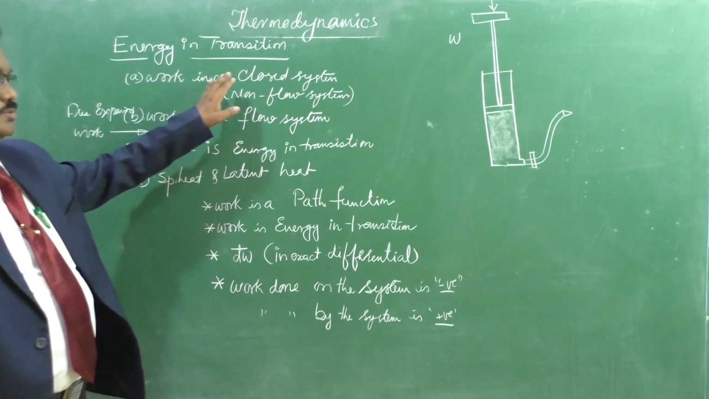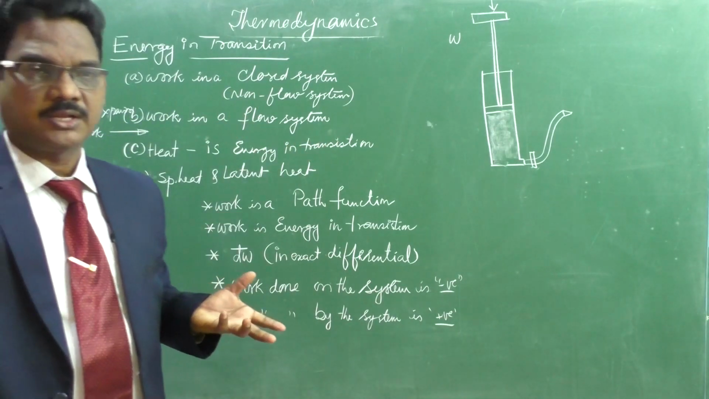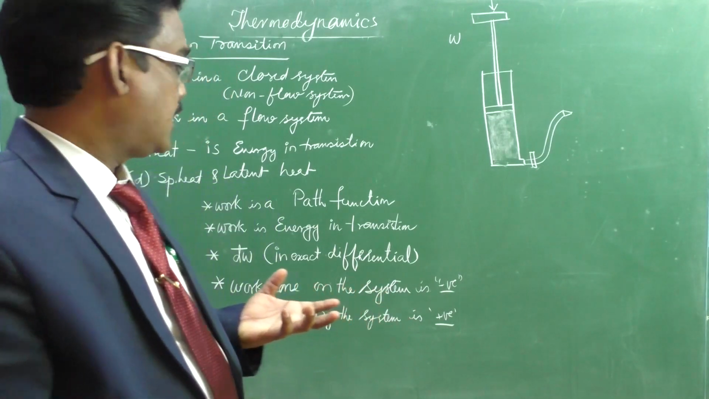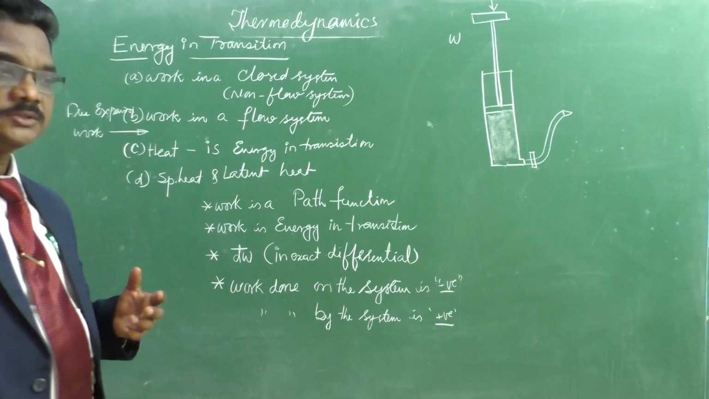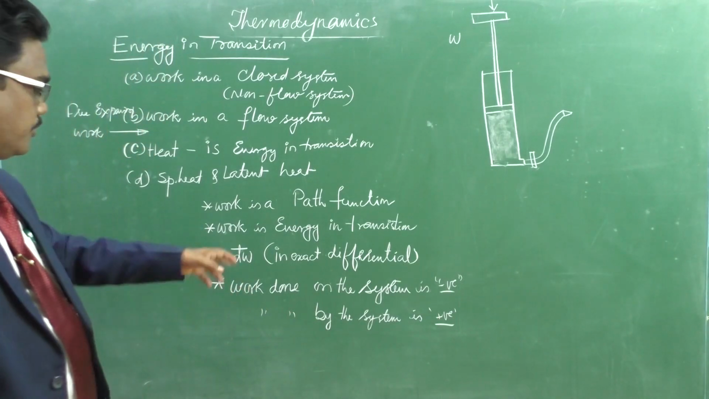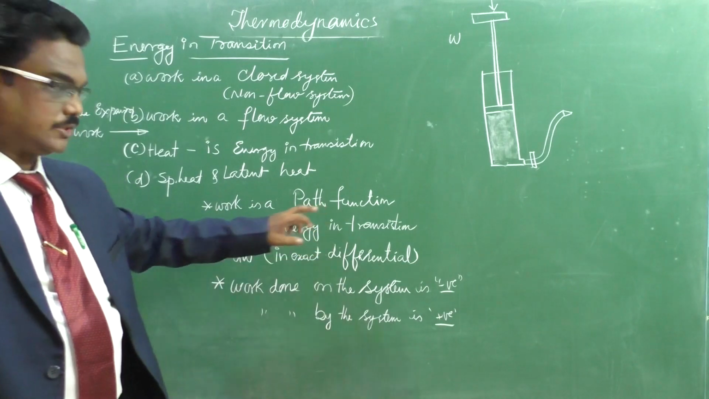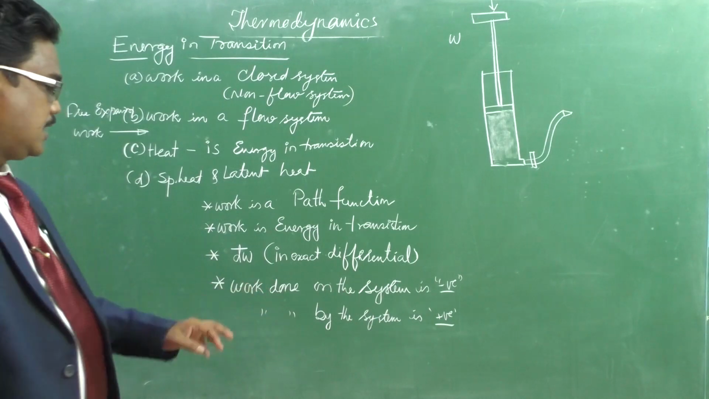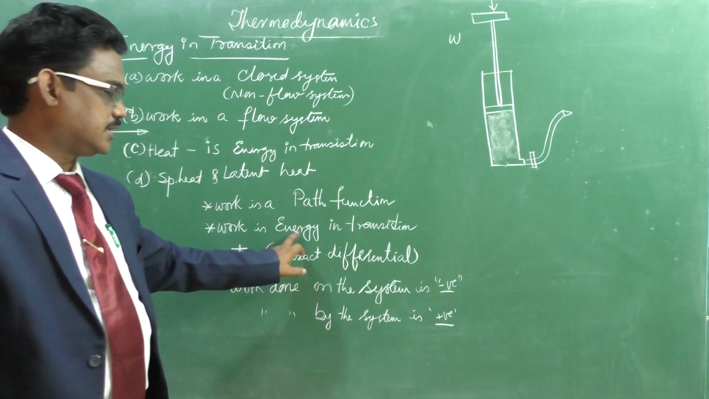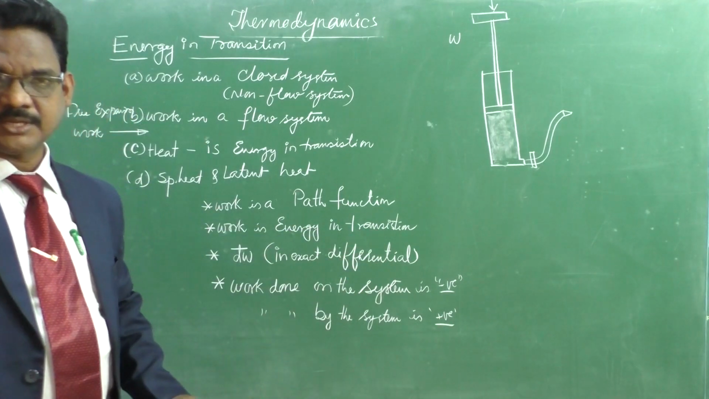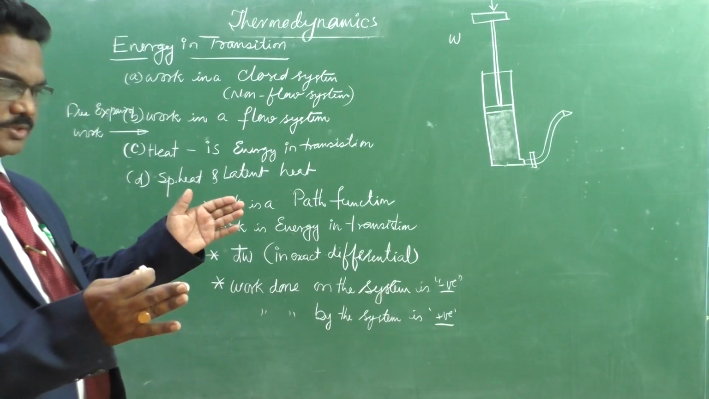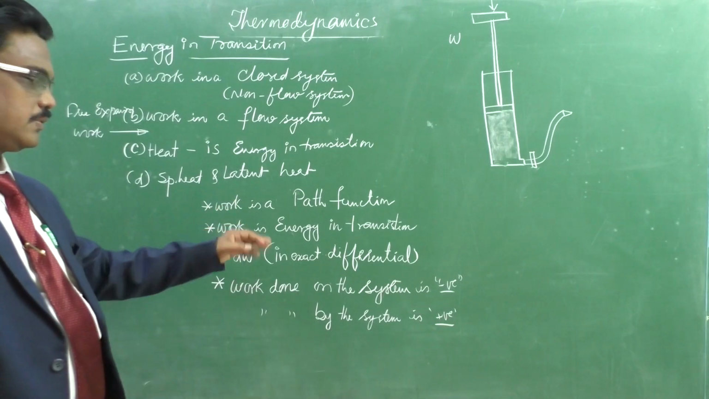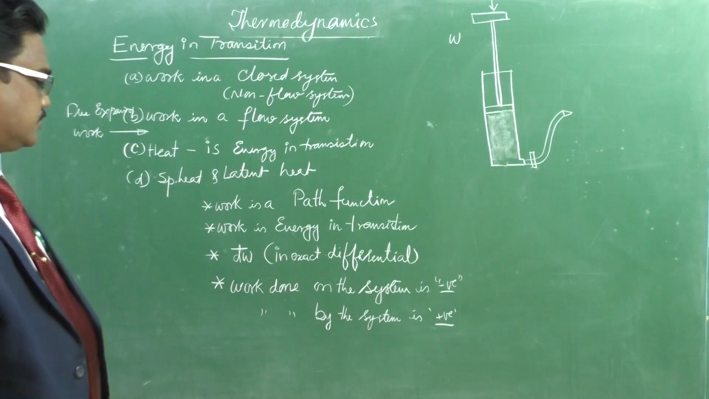Work in a closed system. Already we have seen the work in a closed system, how it is: W equal to integral PdV. And work depends on the path between two states, therefore work is a path function. Work is not a property, and work is energy in transition. That means it is in between two states; depending on the type of process, the work that will be required or delivered from the system.